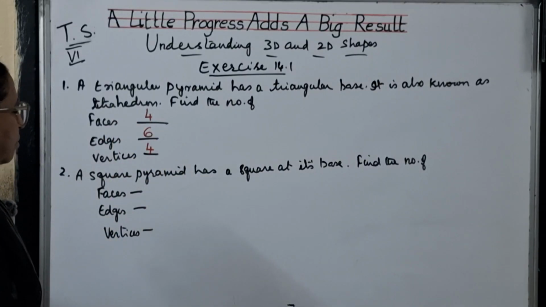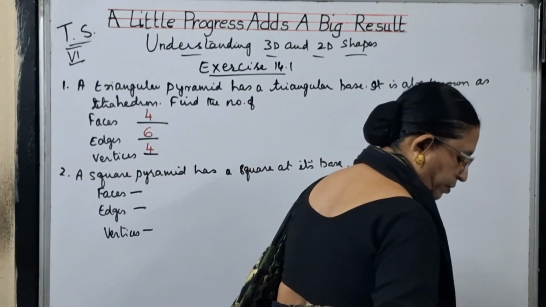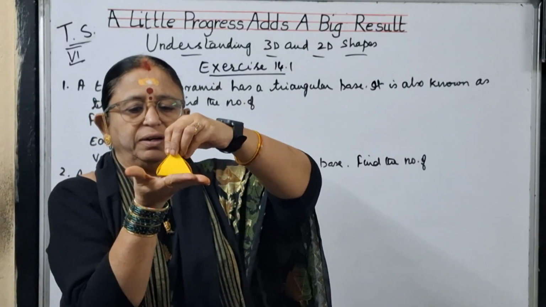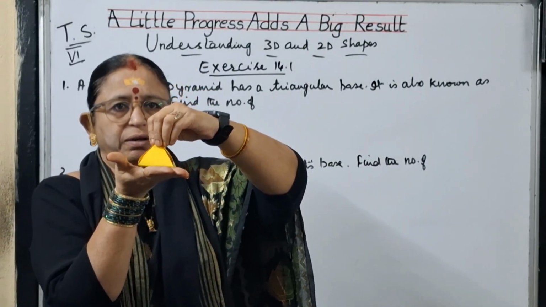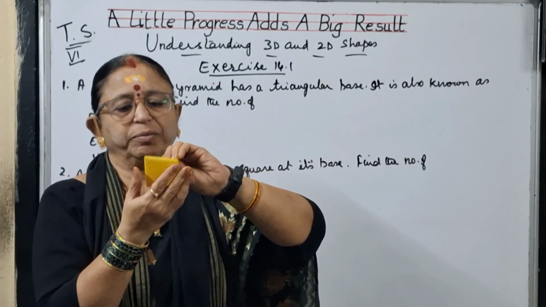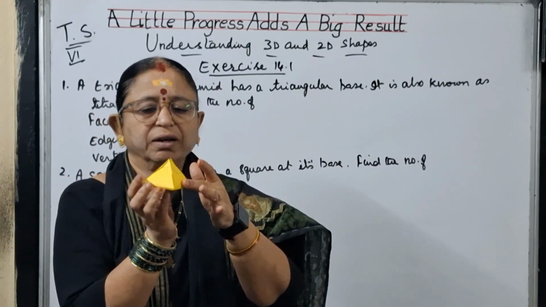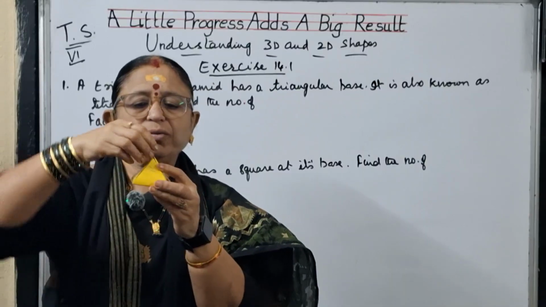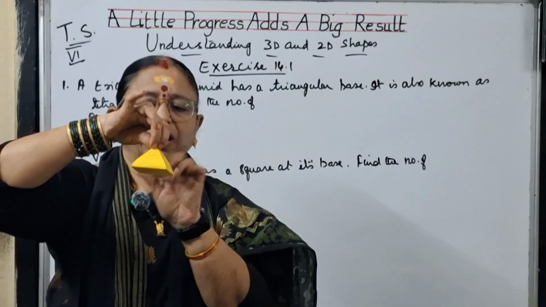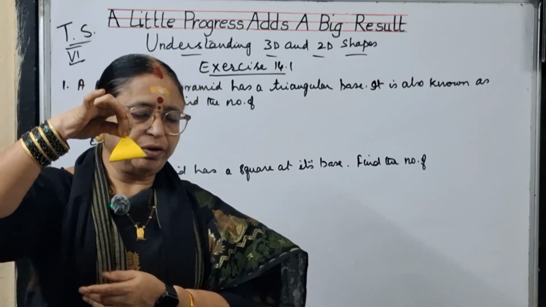And the second one: a square pyramid has a square at its base. So this is a square pyramid, children. The square pyramid has a square at its base. Each side has triangular surfaces. These all combine to form a pyramid. See, this is the top vertex and these are all the triangular sides and this is the square. So we call it a square pyramid.